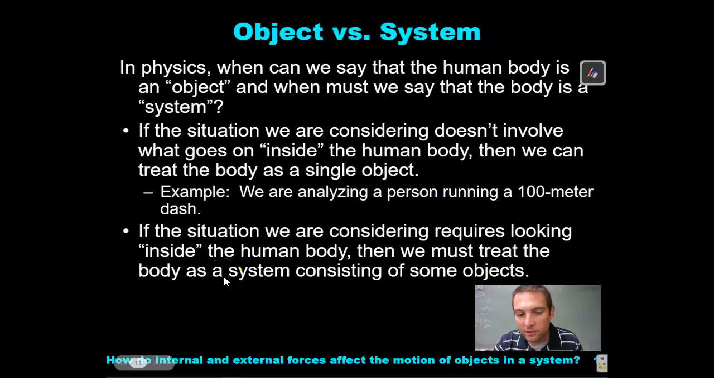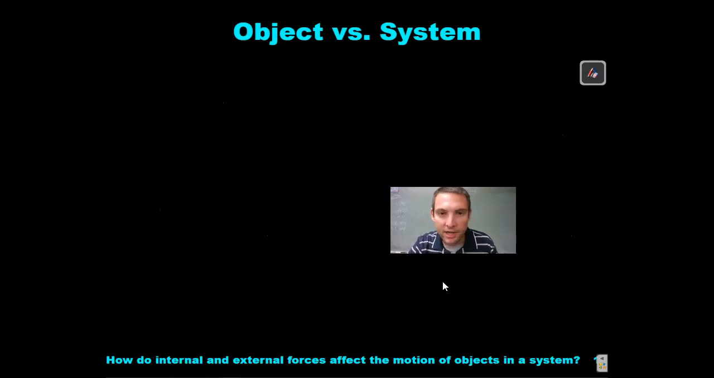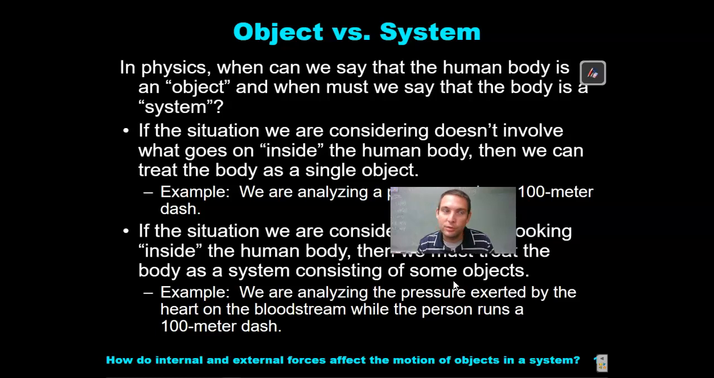If the situation we're considering requires looking at the inside of the human body, then we're going to treat the body as a system consisting of some objects. For example, if we're looking at the pressure exerted by the heart on the bloodstream while the person runs a 100-meter dash, then we have different things happening. So we would treat the heart as one object. Meanwhile, we have the veins as another object. So there are multiple objects within the human body for that instance.